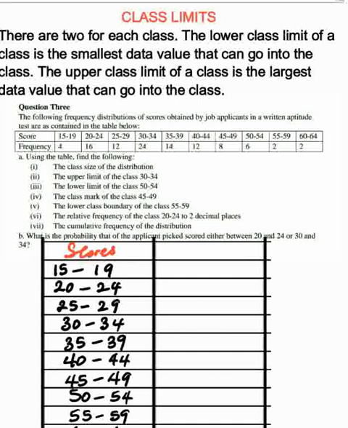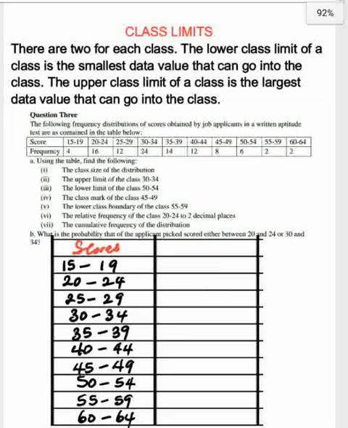Now we have the class limits. There are 2 for each class. The lower class limit of a class is the smallest data value that can go into the class, while the upper class limit of a class is the largest data value that can go into the class. So if we talk of this first class, the highest that can come into this class is 19 and the lowest is 15. So the lower class limit of this very class is 15.